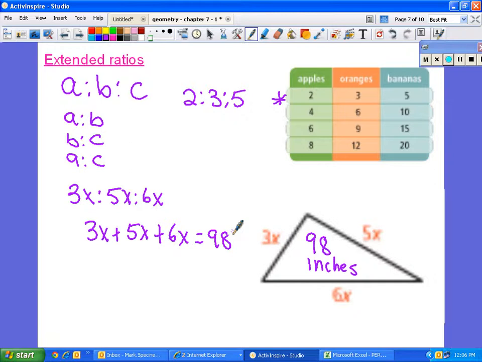Add 3x, 5x, and 6x. And what'd you get? Get 14. I would get 14 also. So 14x equals 98, which means that x equals 7.